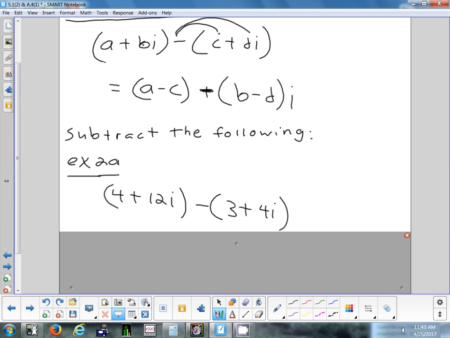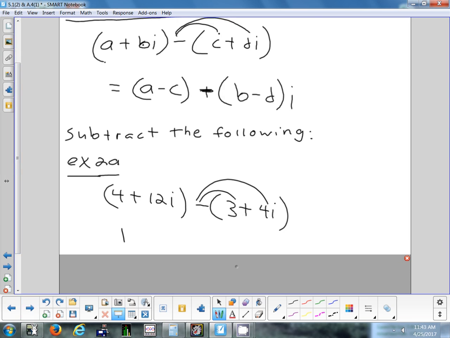Okay, so the point is just don't forget. A lot of people will subtract the 3, but then they also forget to subtract the 4i. They add it instead of subtracting. So Trevor, if I do this one, what's 4 minus 3? 1. So the real part's 1. And Henley, the imaginary part, it's 12i minus 4i. Should be how much? Just put 12 minus 4.